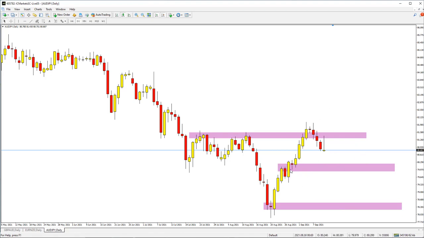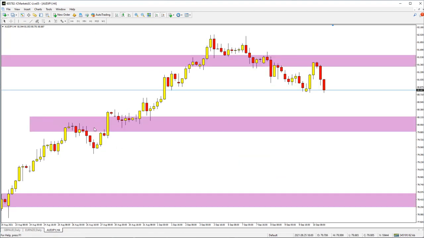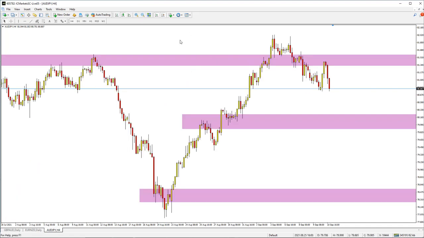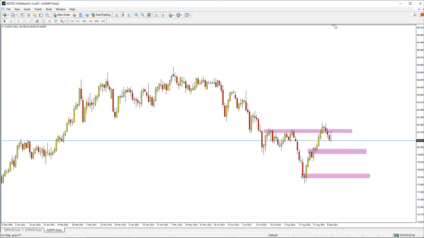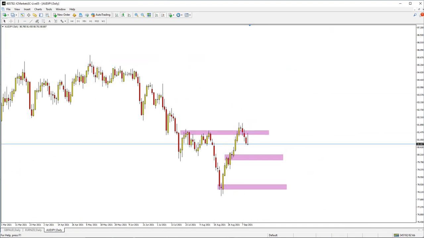This one is the base: 1, 2, 3, 4, 5. Five days it stays there, and finally pushing up on the fourth. So now, we already get our zones right now. We already got our zones.